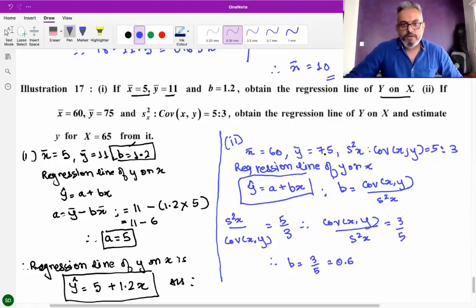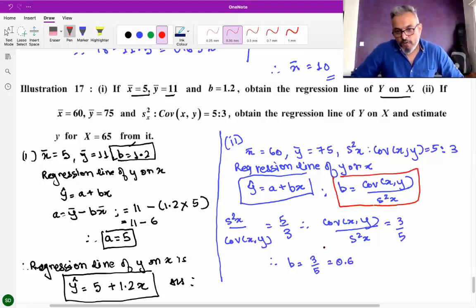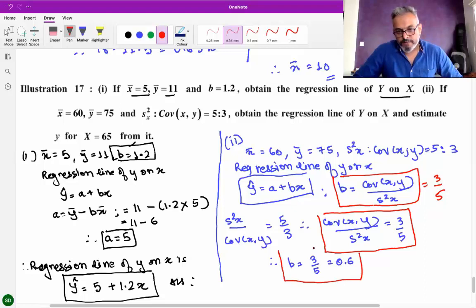Now what is b over here? Dhyan do. B is covariance x comma y upon s square x. Covariance x comma y upon s square x is 3 by 5. So we directly substitute over here 3 by 5. And that is how we get the value of b.